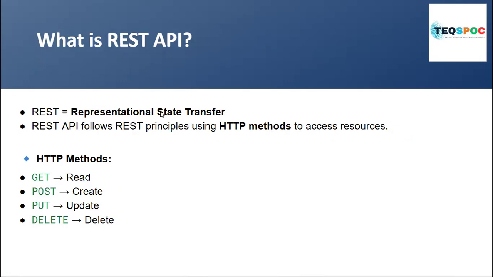REST represents Representational State Transfer. A REST API follows the REST principle, using HTTP methods to access the resource. It means a REST API follows HTTP methods where you can perform operations like the get operation to read the data, the post operation to create, the put operation to update, and delete for deleting. So that is basically a REST API, Representational State Transfer. We will create a REST API in our project.